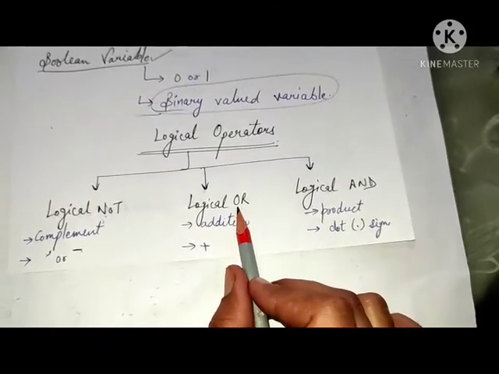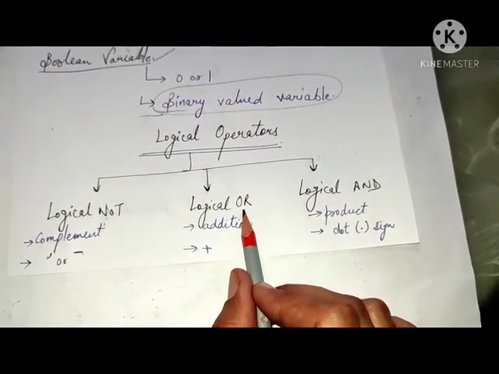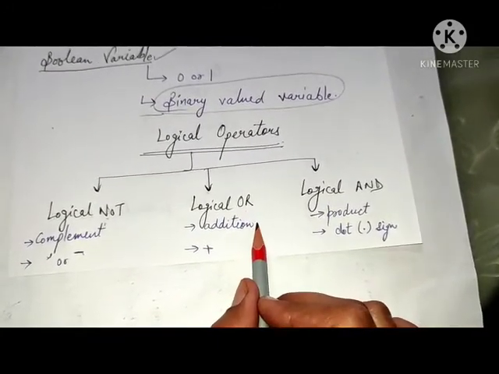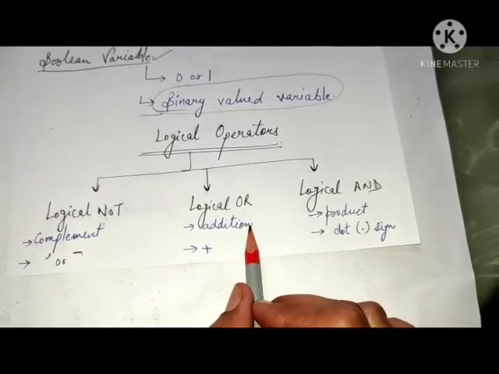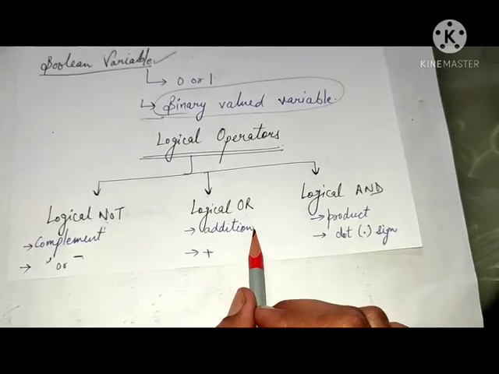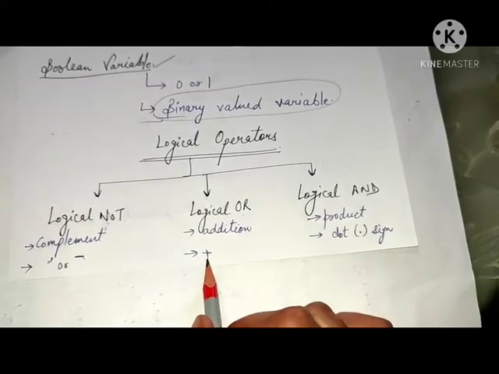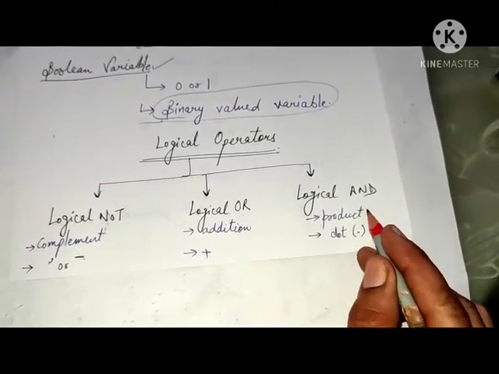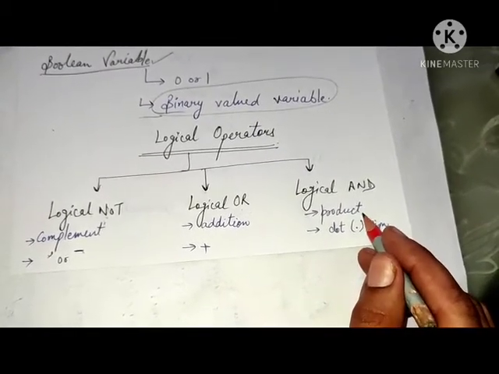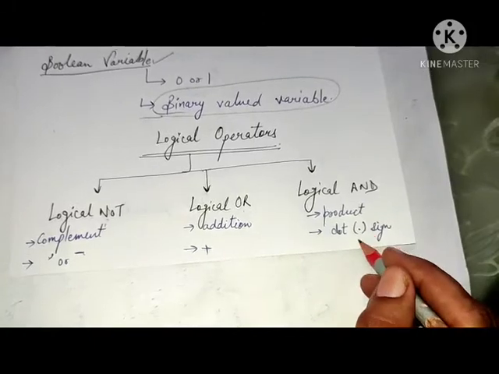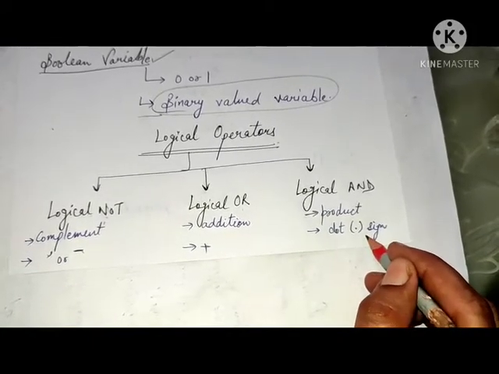It is indicated by these symbols. Logical OR results in the logical addition of binary valued quantities. It adds two truth values or more than two values. Its symbol is plus. Logical AND provides the product of any two or more truth values. It is indicated by the dot sign.